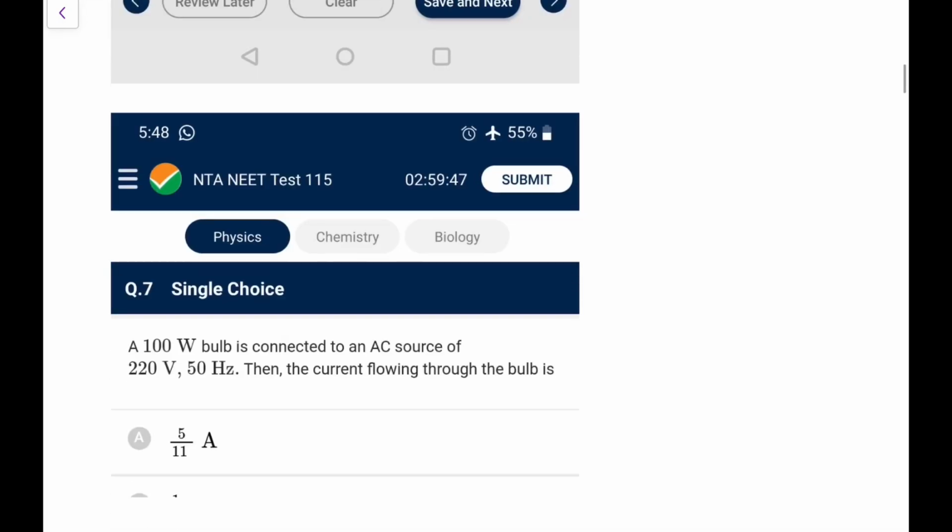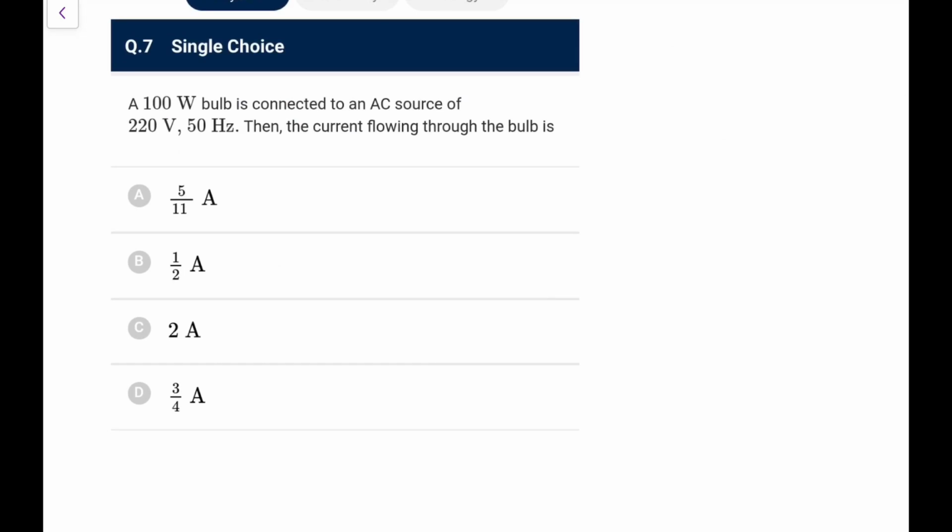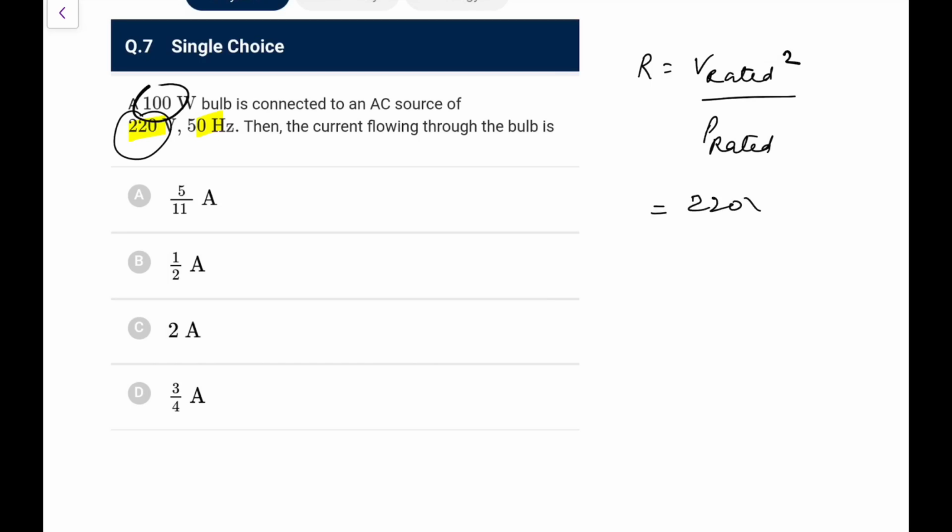Next one. A 100 watt bulb is connected to an AC source, then the current flowing through the bulb will be. So what we have is 100 watt, I am assuming this is the rated power and this is the rated voltage. So resistance I can directly write as V rated square upon P rated. So it is 220 into 220 upon 100, which comes out as 484 ohms.